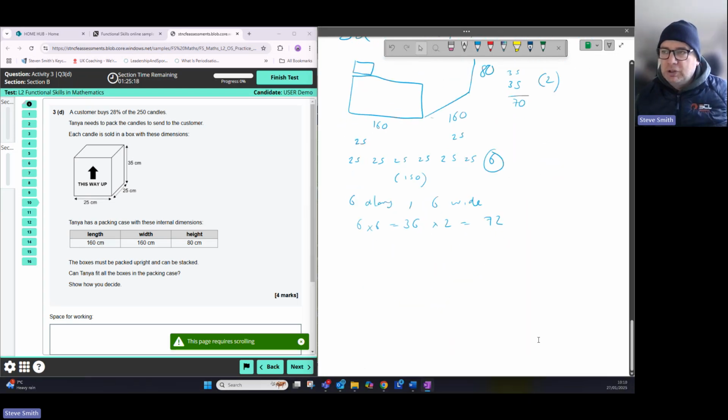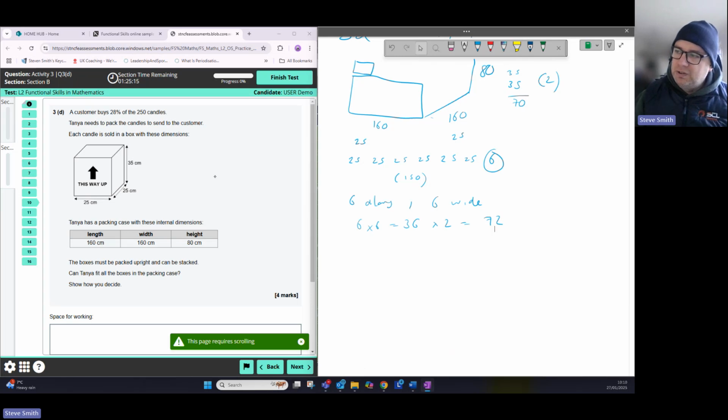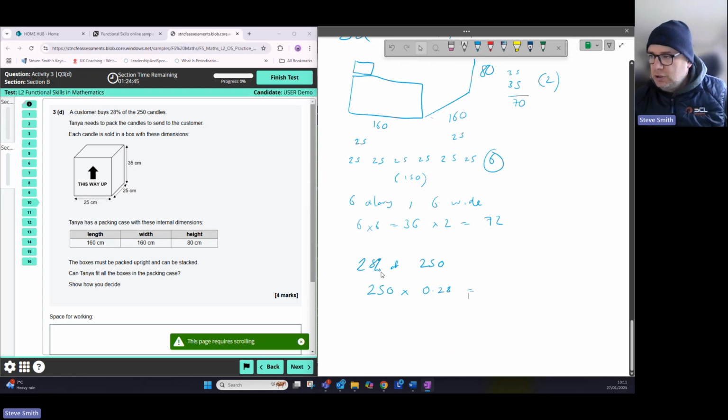Now we actually need to work out what 28% is of 250 to see if they can fit in. To work out 28% of 250, we simply switch it round: 250 times 0.28. We change our percentage into a decimal. We split it into 100 pieces and we only want 28 of them. So multiplying by 0.28 is the equivalent of dividing by 100 and times by 28. So we change the percentage straight into a decimal and use that as a straight multiplication.